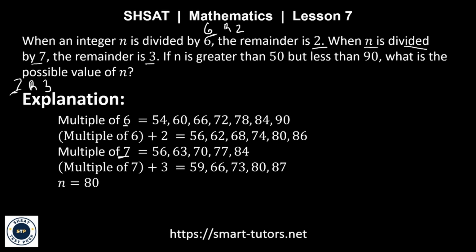And so now we want to find the number that is common between these two. So we look here, these aren't common, but we have the 80, which is common. So 80 is the only possible value, so n must be 80.